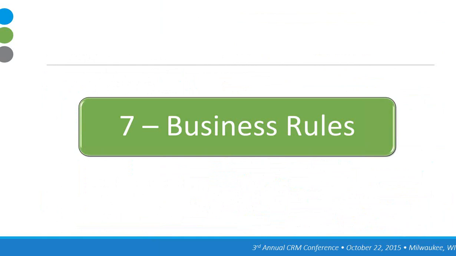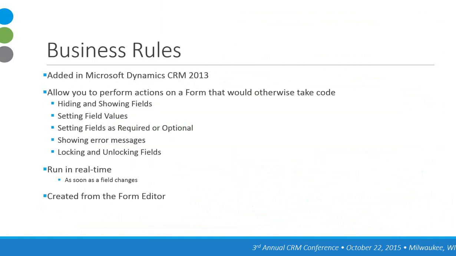Next, we'll talk about some business rules in CRM. So business rules are really cool, and they were added in Microsoft Dynamics CRM 2013. They allow you to perform actions on forms that would otherwise take some JavaScript or custom code. Things like hiding and showing fields, setting field values, setting fields as required or optional, showing error messages in certain situations, and locking and unlocking fields.